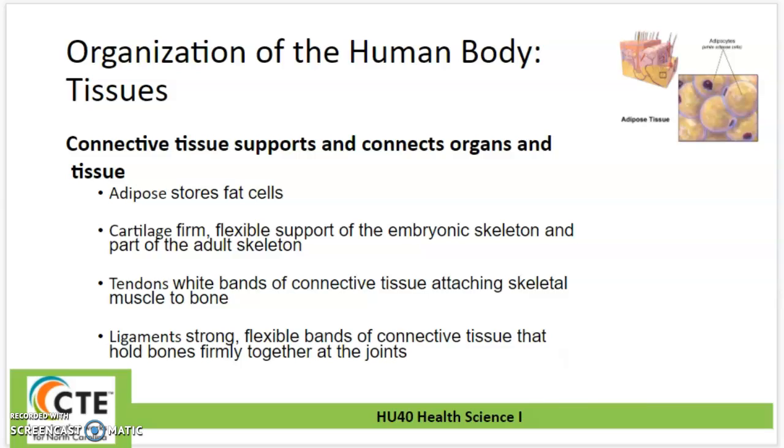All right, so connective tissue. Connective tissue is going to be like adipose tissue. It kind of separates things, puts things into groups. We have cartilage that's a flexible tissue that's in parts of our body, in our ears, in our nose. Tendons are connective tissue that attach your skeletal muscles to your bones. And we have ligaments that are strong and flexible, and they connect 2 bones together at the joints. So that would be a connective tissue.